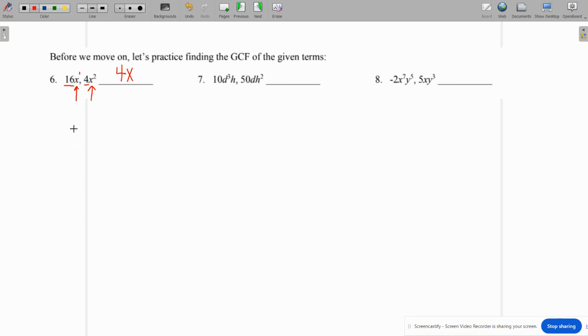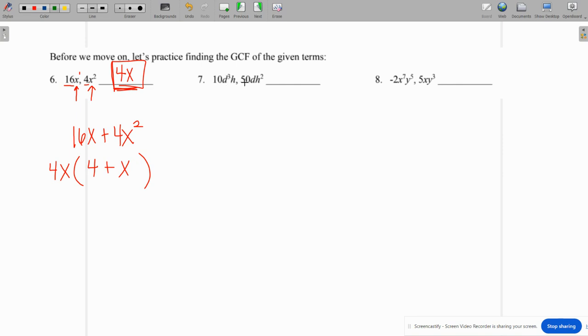Now, if I had written this as 16x plus 4x squared as an expression, and I wanted to factor it, then this GCF would sit on the outside of a set of parentheses, and then we'd have to figure out what's still on the inside. So 4x times what is 16x? That would be 4. And 4x times what is 4x squared? That would be x, or 1x. You could have the 1 there as well. But right now we're just looking for what's the GCF. So could you find the GCF of both of these? Maybe try it on your own and then unpause the video.